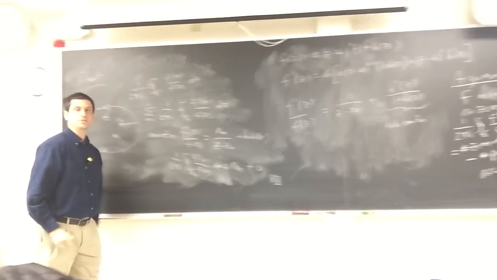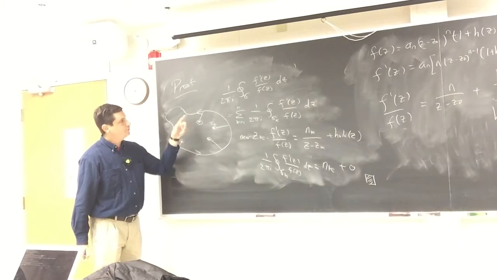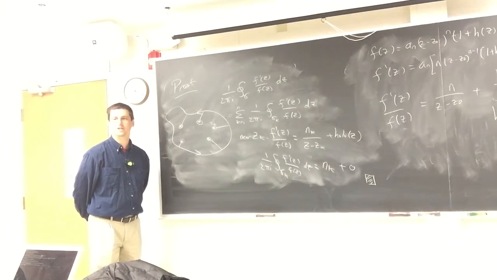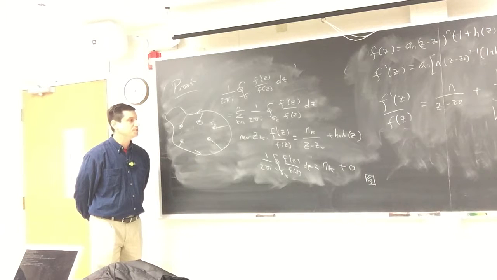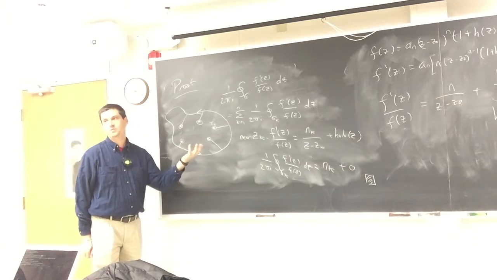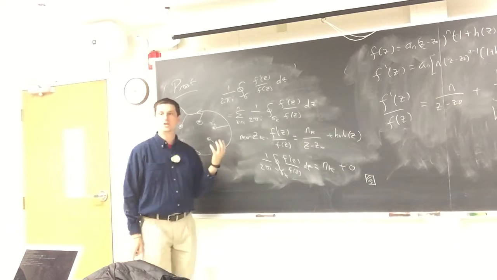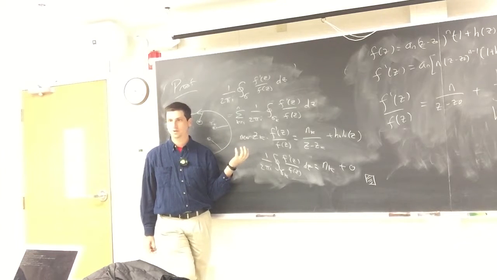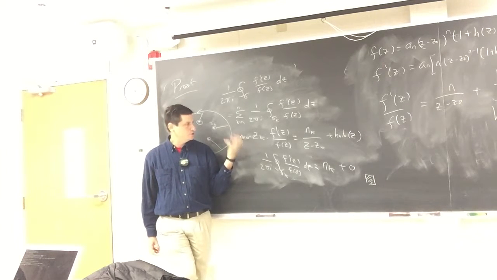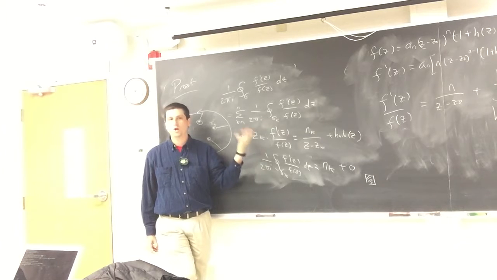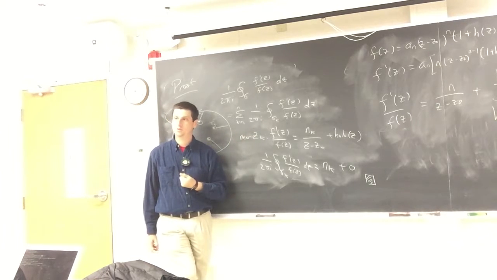So this is the argument principle. If you integrate f prime over f, you count the number of zeros and you subtract off the number of poles. If you have a 0 of multiplicity 4, you count that 0 4 times. If you have a pole of multiplicity 3, bless you, you count that 3 times. Okay? So the question is, who cares? Why would we want to count the number of zeros or the number of poles?